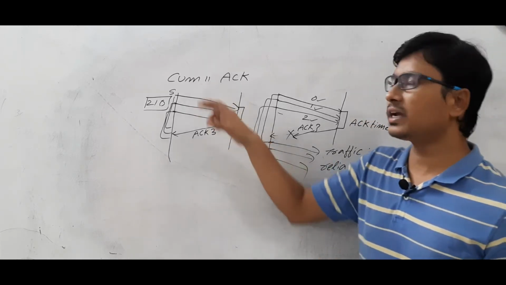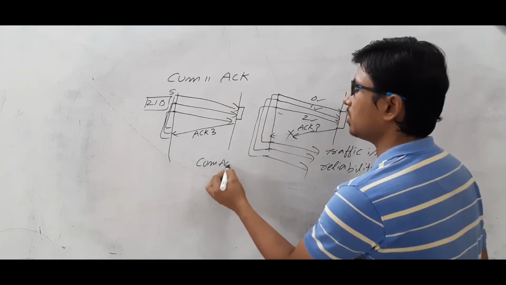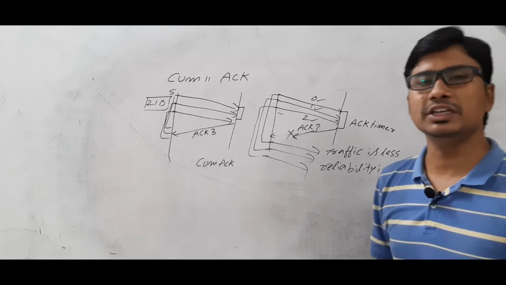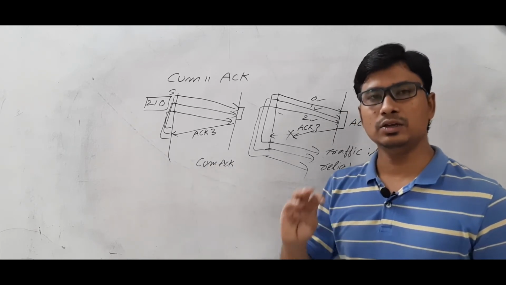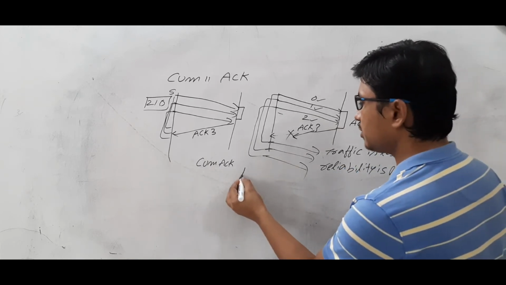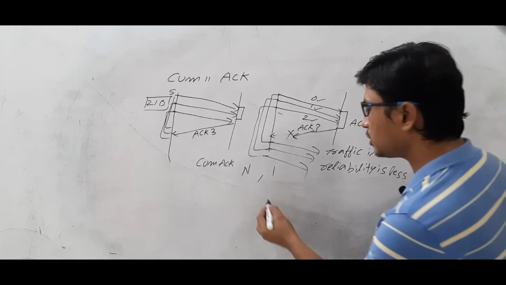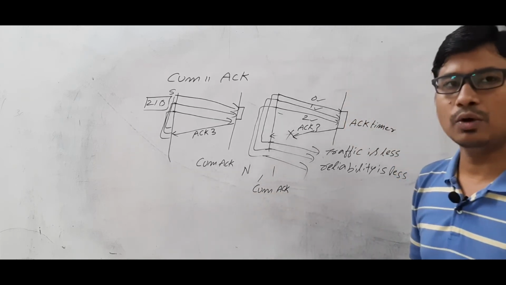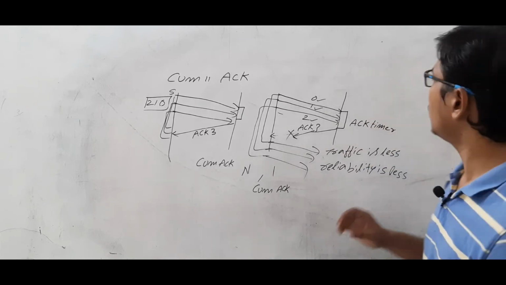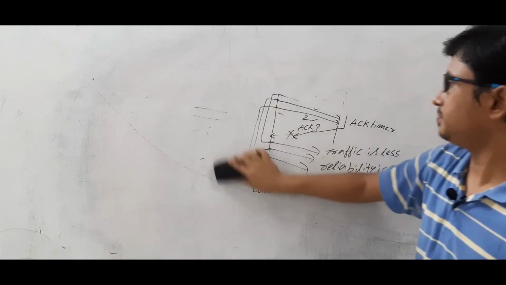Now Go-Back-N uses this cumulative acknowledgement strategy only. It does not use the independent acknowledgement strategy. So that is what Go-Back-N is: sender window size is N, receiver window size is 1, and it uses cumulative acknowledgement. I hope you have understood what a cumulative acknowledgement is. Now we will discuss the independent acknowledgement.